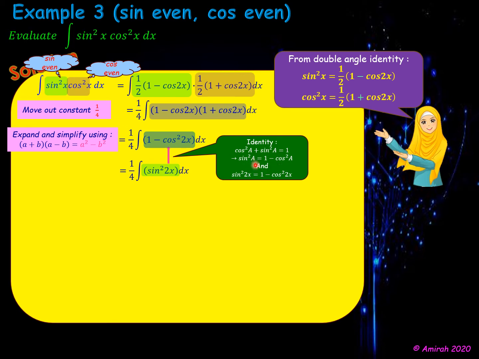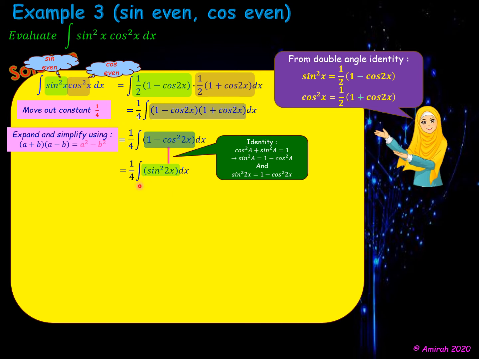Or we can write a equals 2x. Okay, because now we have 2x, so we can replace a by 2x. So, we have sine squared 2x equals 1 minus cos squared a, where we replace a by 2x. So, now we have 1 minus cos squared 2x equals sine squared 2x. Okay?